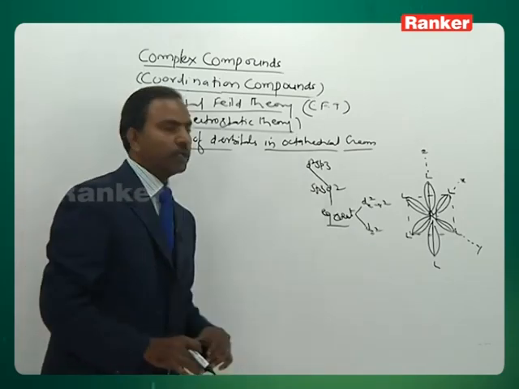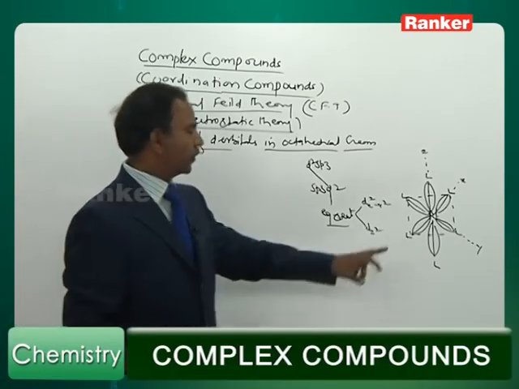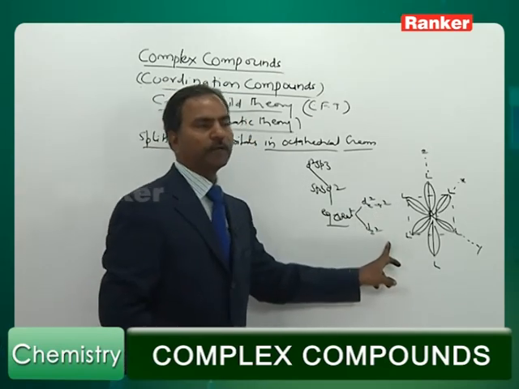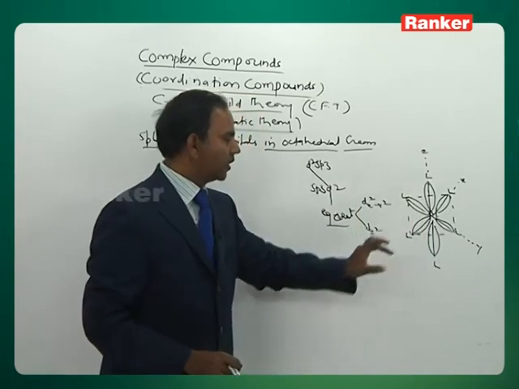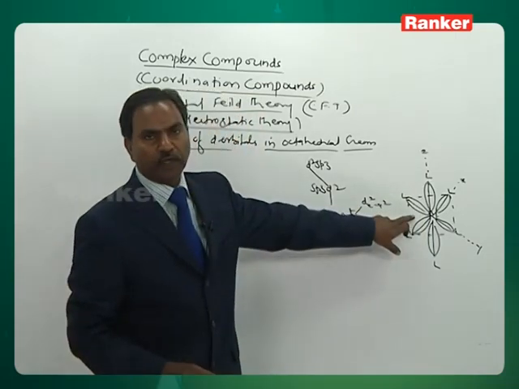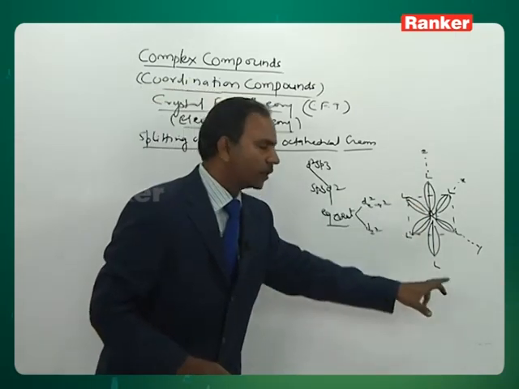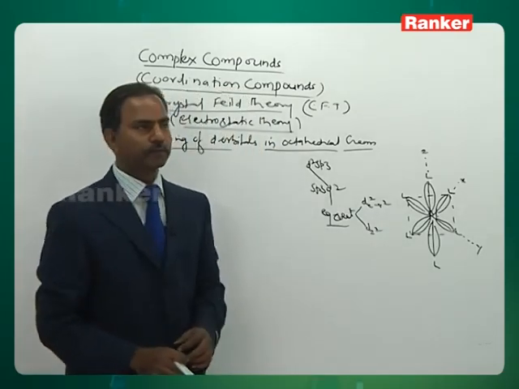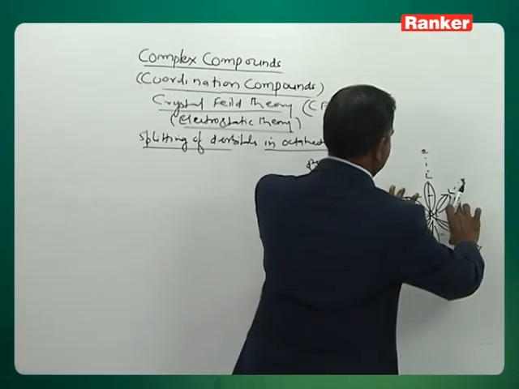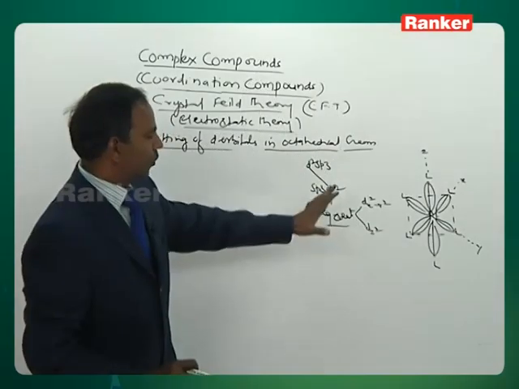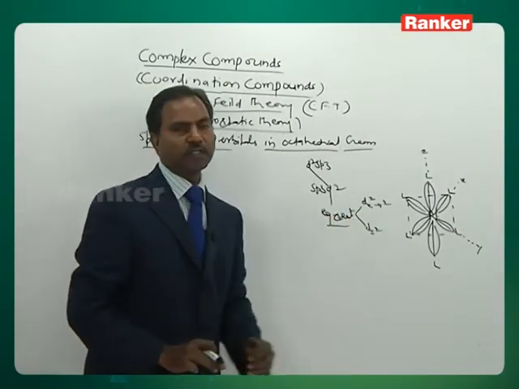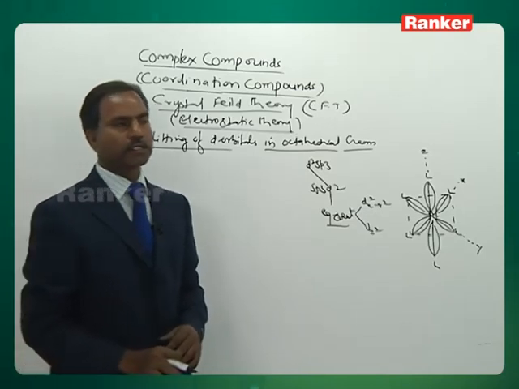Where are these two d orbitals oriented? You know well, these two d orbitals are oriented along the x-axis, y-axis and z-axis. This stands for the dx2-y2 orbital. This stands for the dz2 orbital. These are the two d orbitals, dx2-y2 and dz2.